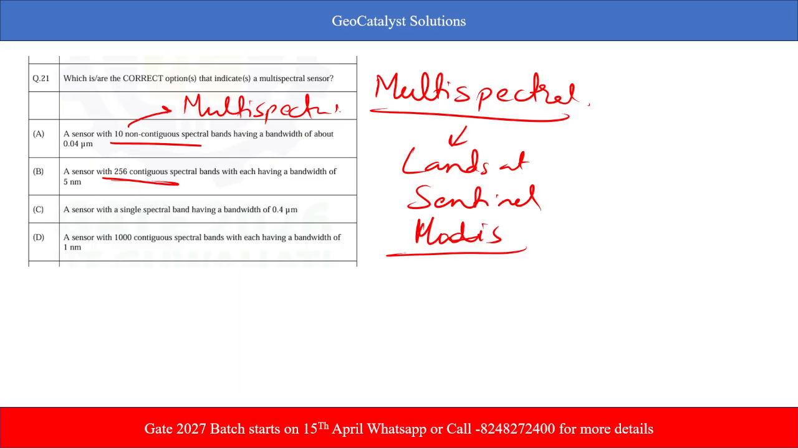So when there are very small bandwidths and contiguous bands, those are mostly hyperspectral. So this is one hyperspectral, and single band is not, of course, multispectral. So this option is also not there. And again, contiguous and very low bandwidth, that is hyperspectral. So the only option is A.